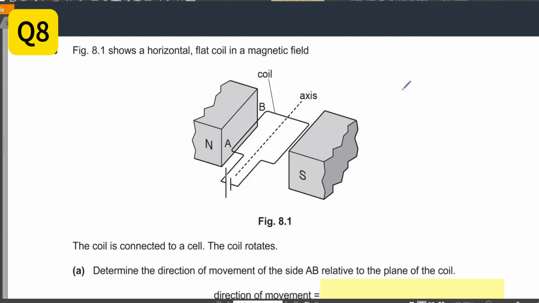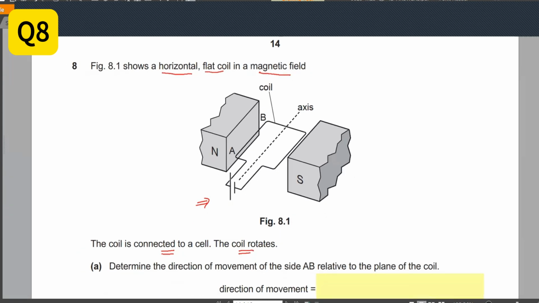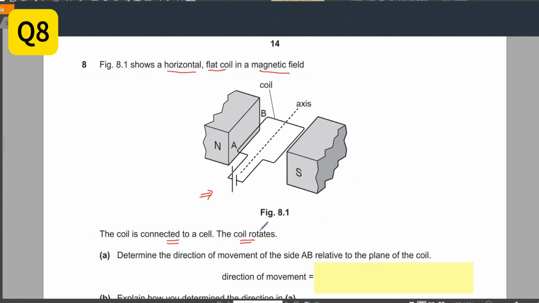Next question. We have a horizontal flat coil in a magnetic field, and then we have a power supply here. We have a battery, so the coil is connected to a cell. The coil rotates. Determine the direction of movement of the side AB relative to the plane of the coil.